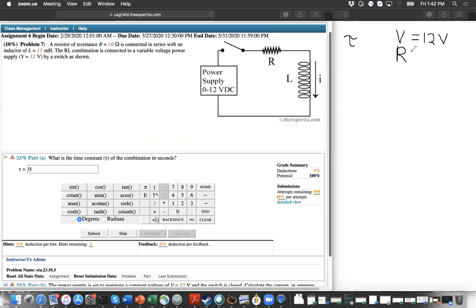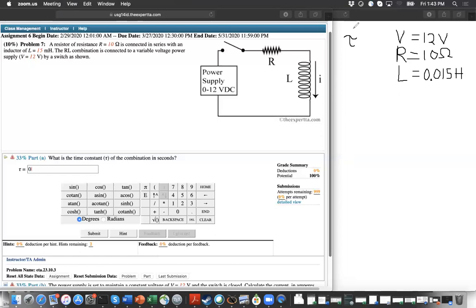We know the resistance of the resistor is 10 ohms. And we know the inductance of the inductor is 15 millihenries, or if we want to be more pedantic about it, 0.015 henries. Those are the things we've been given.